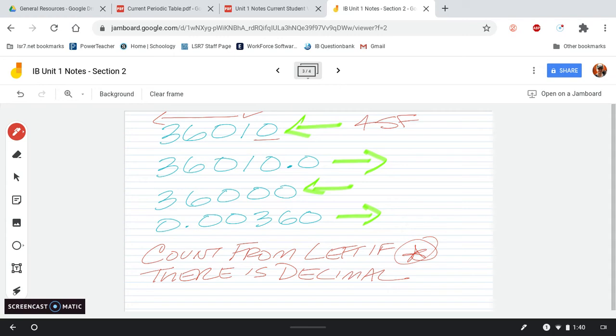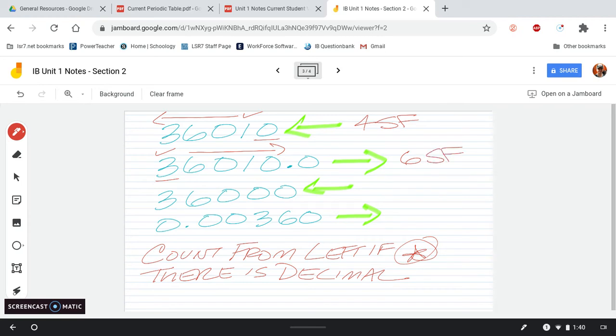Now this one I'm going to come in from the right. And so the first number is not a 0. Well, not a 0. I start counting. So then once I start counting, I just keep going. So that'd be 1, 2, 3, 4, 5, 6. That'd be 6 significant figures.